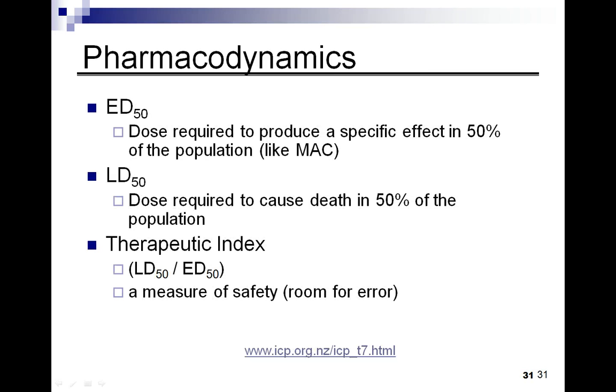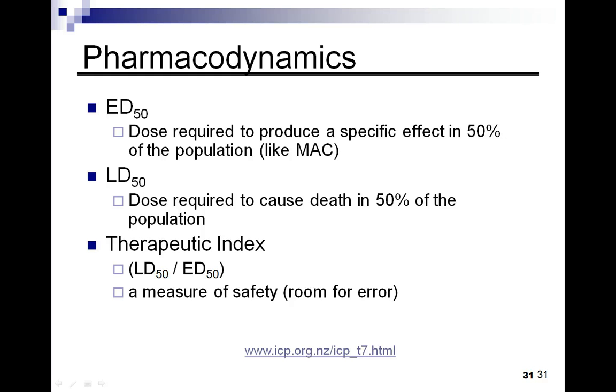First, we need to define a few terms. So we have words like the ED50, which is the effective dose for 50% of the population. This is the dose of drug that you need to give to get a certain effect in 50% of the population. This is sort of like MAC for drugs, for injected drugs or oral drugs.